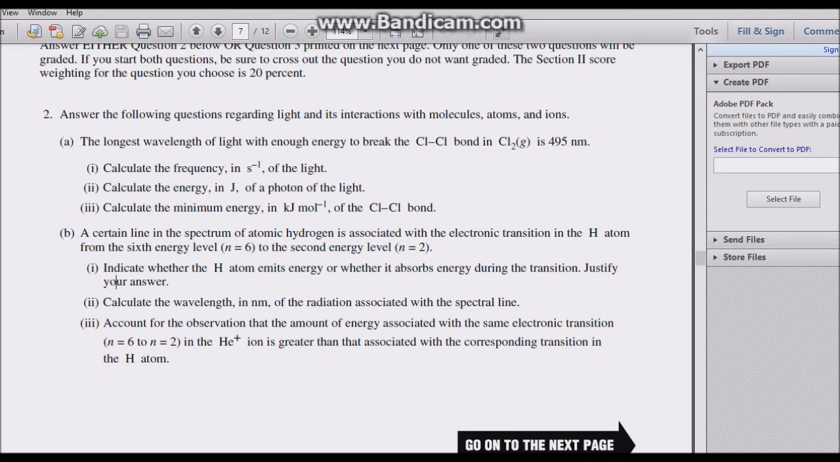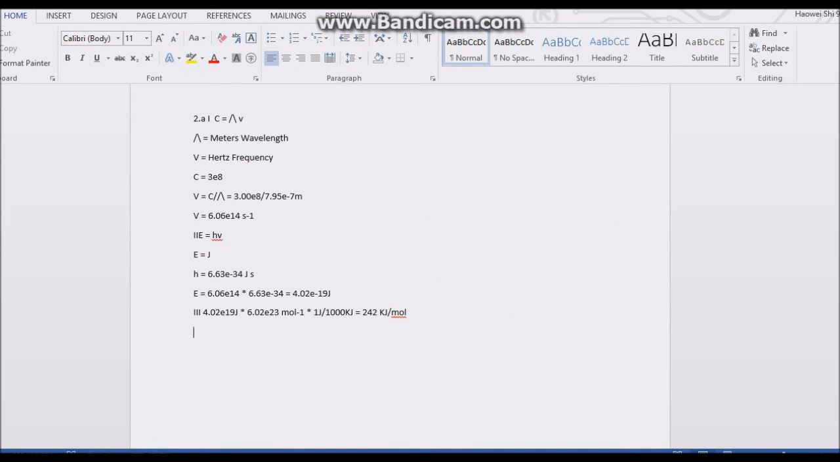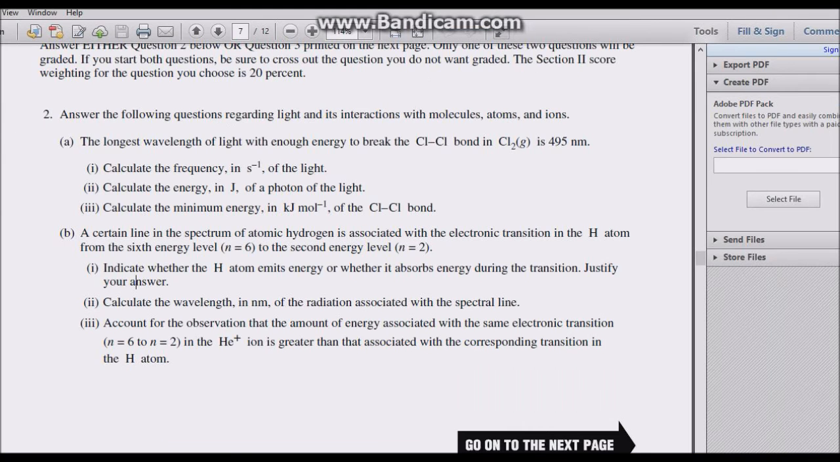Now on to part B. Part B is slightly a little bit harder, but still it's the same knowledge about the electrons, I guess. Now we are going to do that right now. So part B, let's start a new one. We need to indicate whether the H atom emits energy or whether it absorbs energy during the transition. Justify your answer.